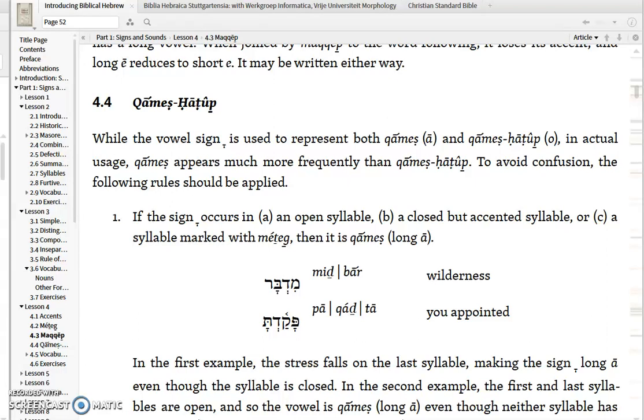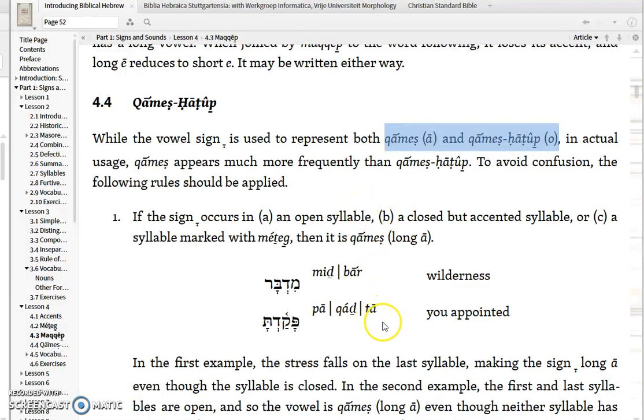Well, let me move on to section 4.4 on the Kametz Hatuf. The sign, again the Kametz, the little T thing, represents both the regular Kametz, which is a long A vowel, and Kametz Hatuf. They are both identical in form. But the first thing to note is that the A vowel Kametz, the long A, appears much more frequently than Kametz Hatuf. So when in doubt, it's probably going to be the A vowel.